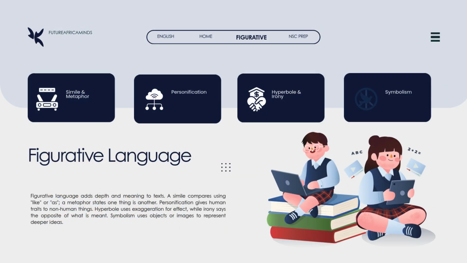Writers often use figurative language to make their writing more vivid and engaging. Examples include similes, metaphors, personification, hyperbole, irony, and symbolism. When answering examination questions, do more than identify the device. Explain how it adds meaning, creates imagery, or influences the reader's understanding of the text.